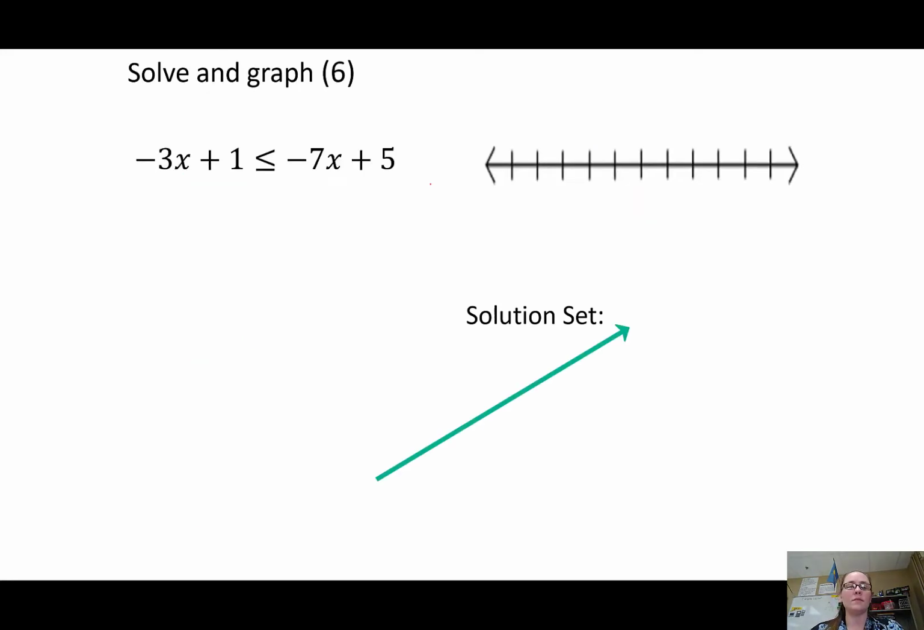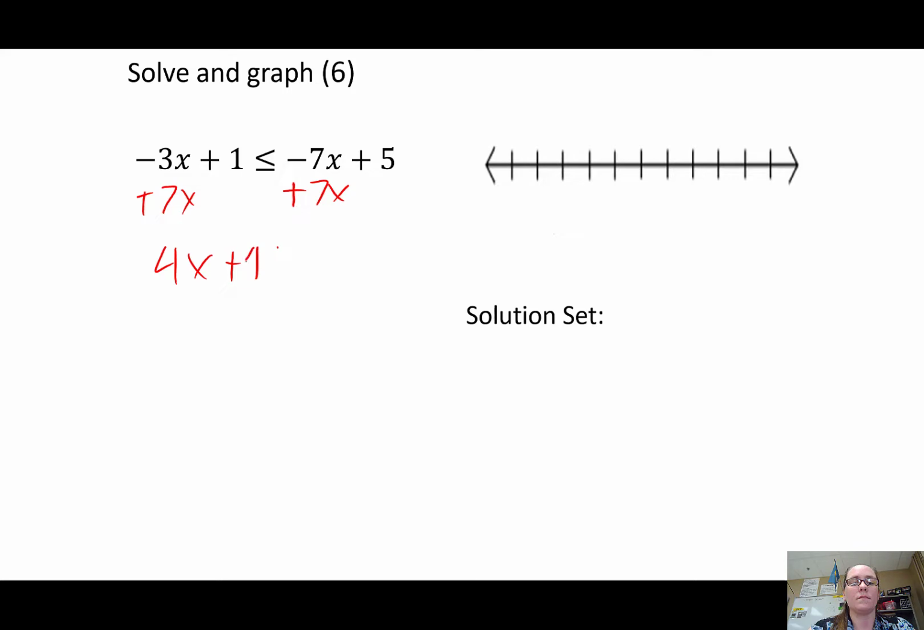Okay, let's look at the next one. Negative 3x plus 1 is less than or equal to negative 7x plus 5. So I'm going to move my smallest variable, in this case the 3x, so add 3x to both sides. Actually, take that back, not the 3x. We're going to move the 7x. Okay, add 7x to both sides. I get 4x plus 1 is less than or equal to 5.